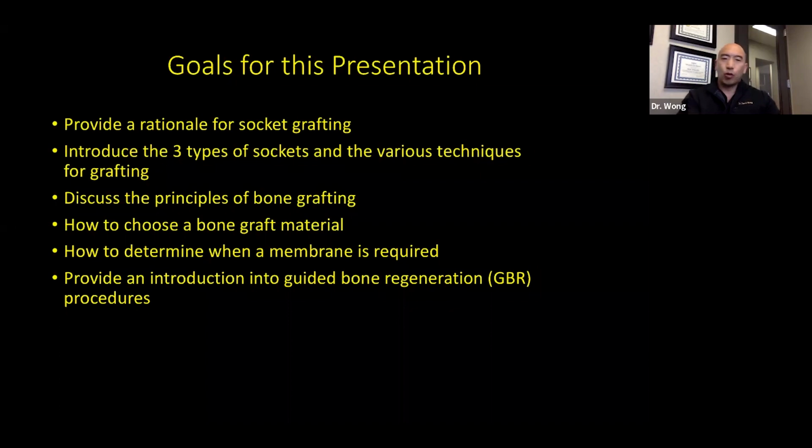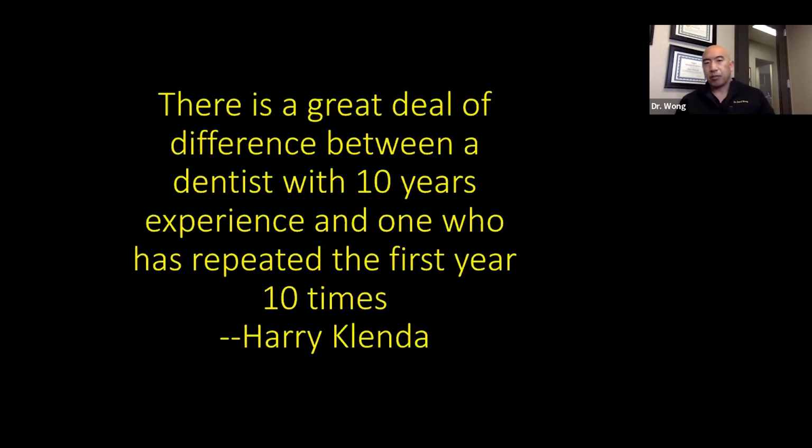I'm going to talk to you about the 3 different types of sockets and how we treat them differently. It's going to go from very, very easy to a little bit more complex. You guys are going to leave this hour knowing the principles of bone grafting. There's 4 basic principles. We're going to talk about how to choose a bone graft material, and how to determine when you need a membrane and when you need primary closure over that membrane.